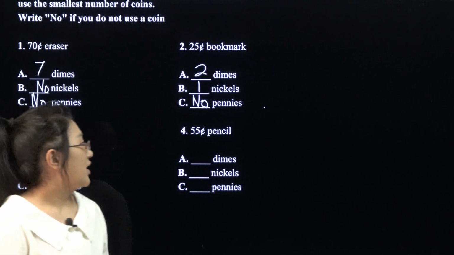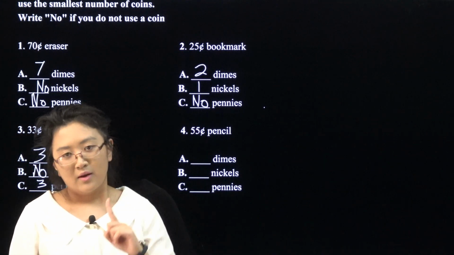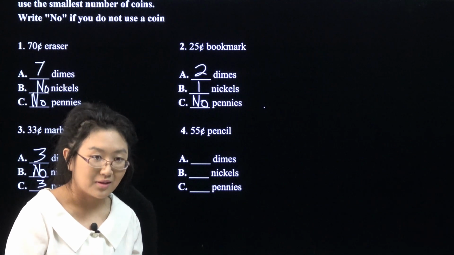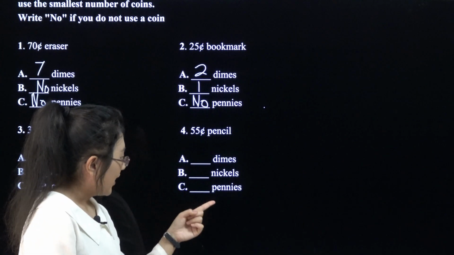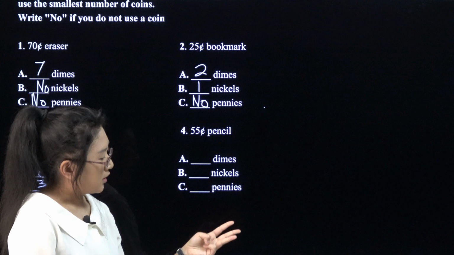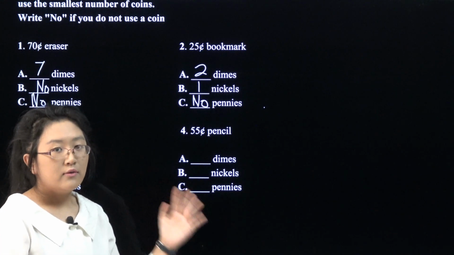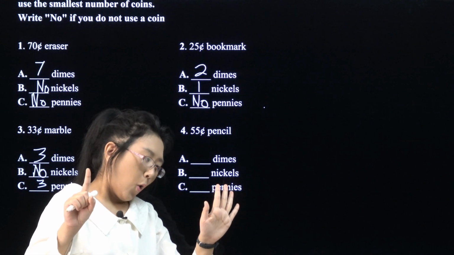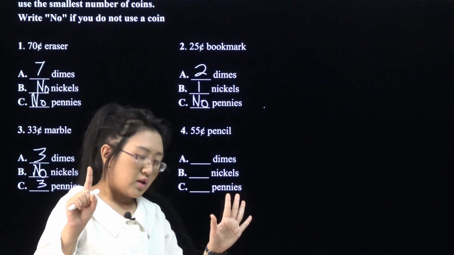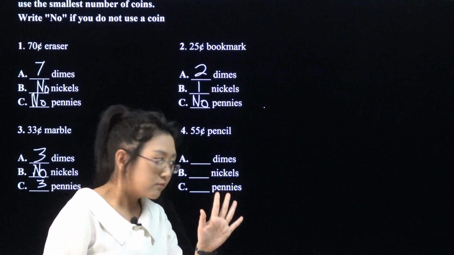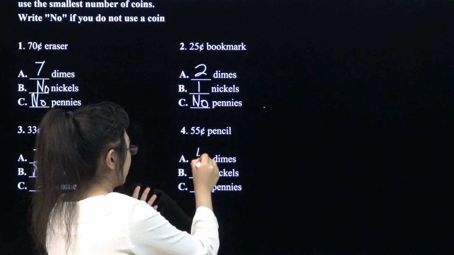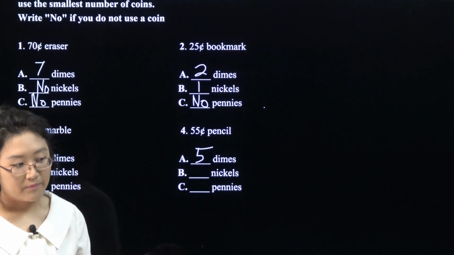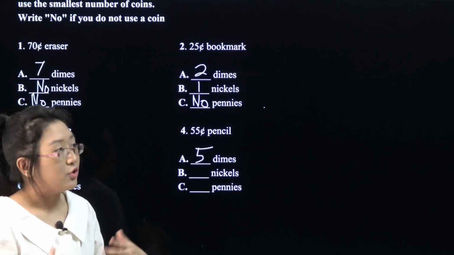A 55-cent pencil. Let's skip count by 10s because, well, dimes are 10 cents each. 10, 20, 30, 40, 50, 60. So, it's between 50 and 60, which means that we can only use 5 dimes if we want an exact number, since 6 dimes would be too much.